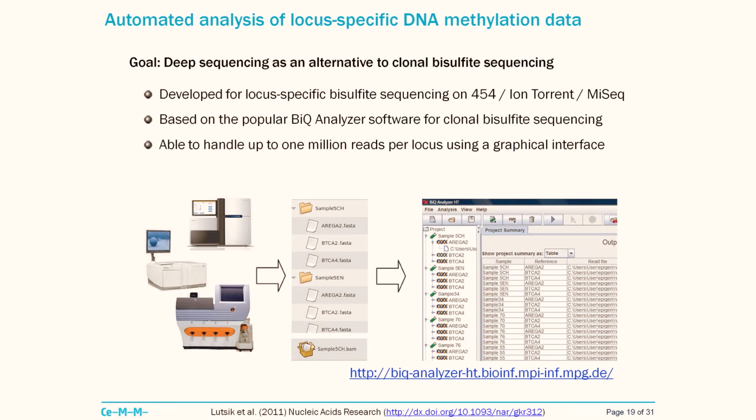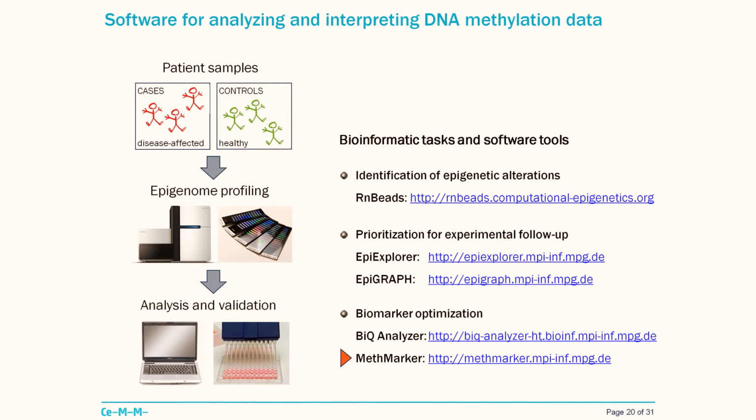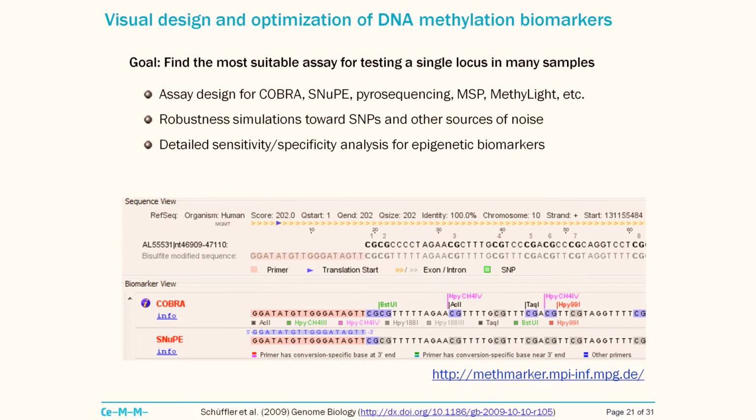And then the last step is to really go into a very high throughput assay, for which we developed MethMarker, which is essentially an assay design tool for assays such as COBRA, bisulfite pyrosequencing, MethyLight, etc., where for a given relatively small genomic locus, it helps you to place your assay exactly where you want it to be and check its sensitivity and specificity for use as an epigenetic biomarker.